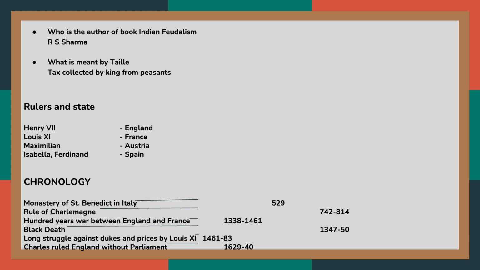The author of the book Indian Feudalism is R.S. Sharma. Tax collected by the king from the peasants is Stele. Now let's see the rulers and the states they ruled. Henry VII is from England, Louis XI is from France, Maximilian is from Austria, and Ferdinand and Isabella are from Spain. Focus on the chronology. These may come in the exam to arrange in order, so focus on this chronology also.